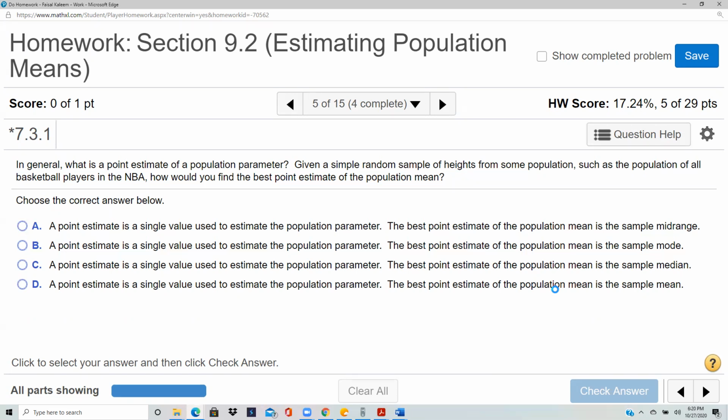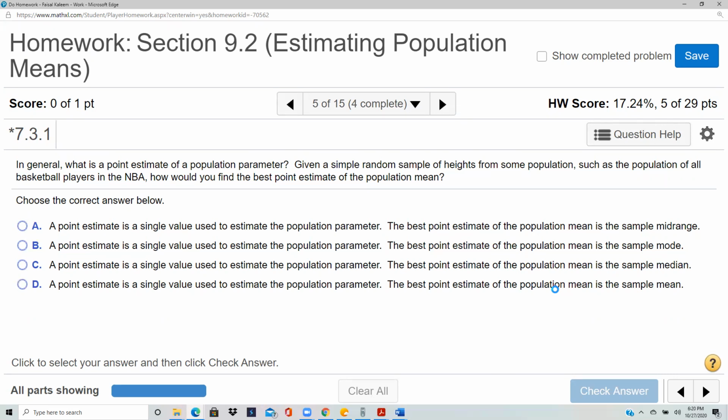So let's say here the population is basketball players, all the basketball players in NBA. So you will take a sample of those players instead of taking all the players, and then determine whatever you are finding. Let's say you are finding their heights. So instead of taking all the NBA players, you will take, let's say, 50 of them and find their average height. And then that average height will serve as a point estimate. So point estimate is a single value.